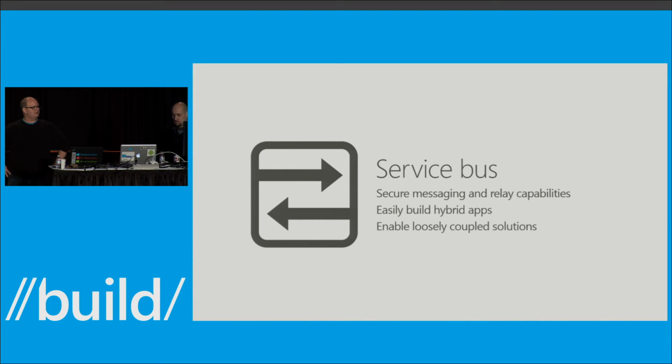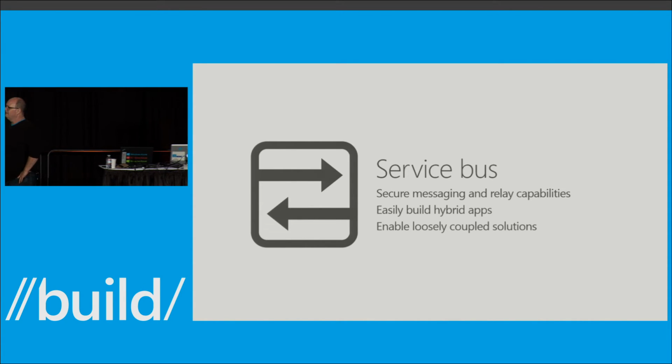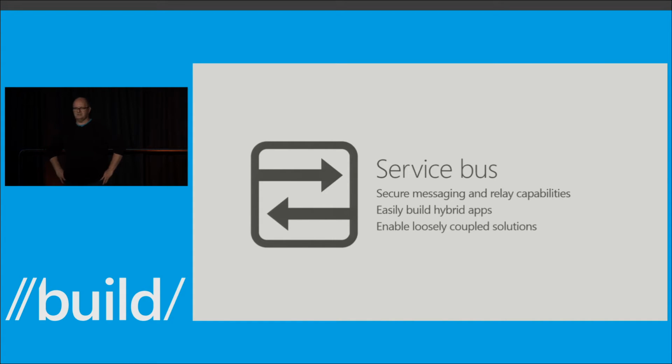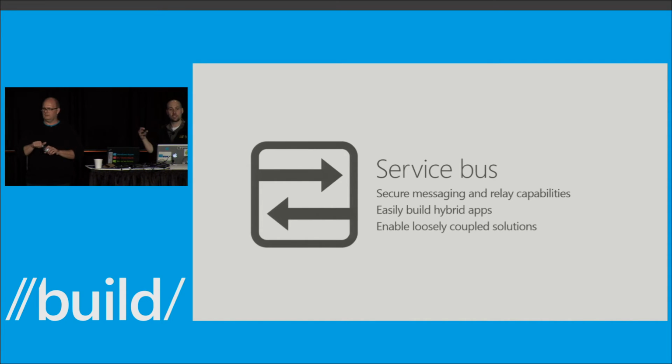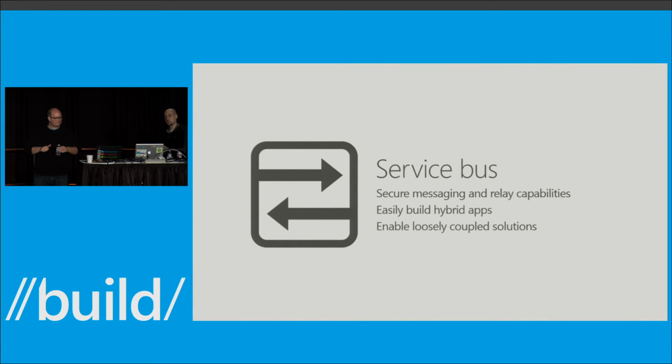Service bus, so we have service bus capabilities with queuing and relay, and you can easily build hybrid apps that allow you to work with local and web applications, loosely coupled. Yeah, so there's a really great way to combine what you have in the cloud and what you have on premise, seamlessly using these relays. So you don't have to pick one or the other. You can actually connect the two with very little trouble.